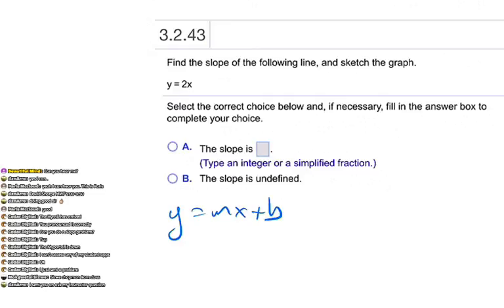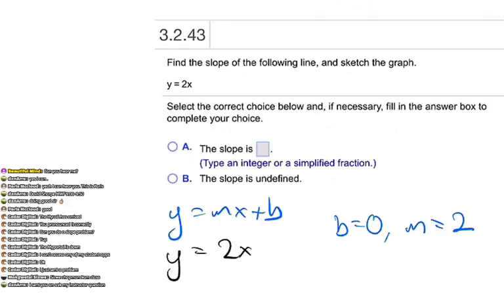All right. Let's look at what we have. We have y equals 2x. So then the question is, what's the b for this one? Notice there's no plus, there's a plus 0. So we can say that our b is 0 and our slope is 2.